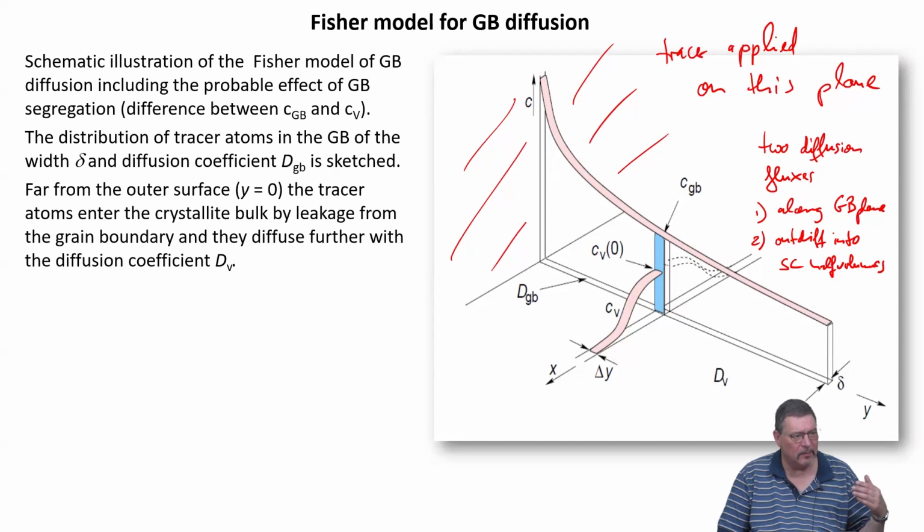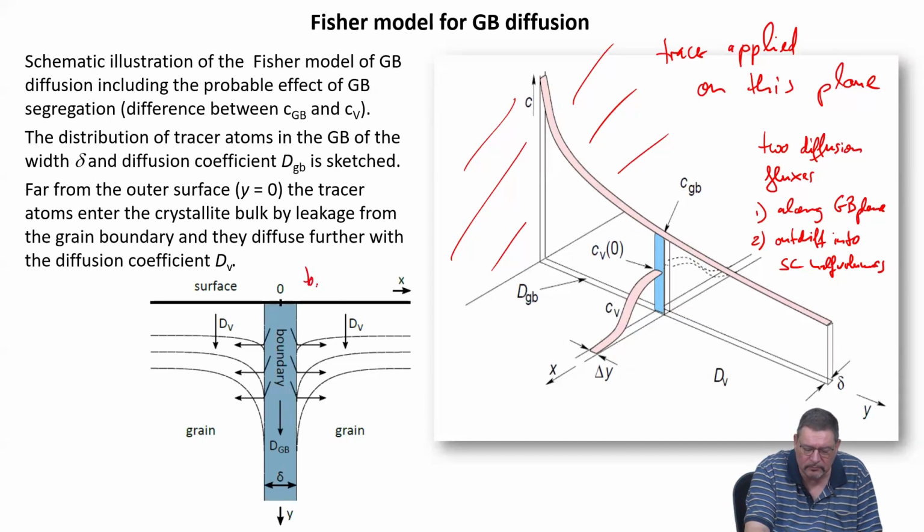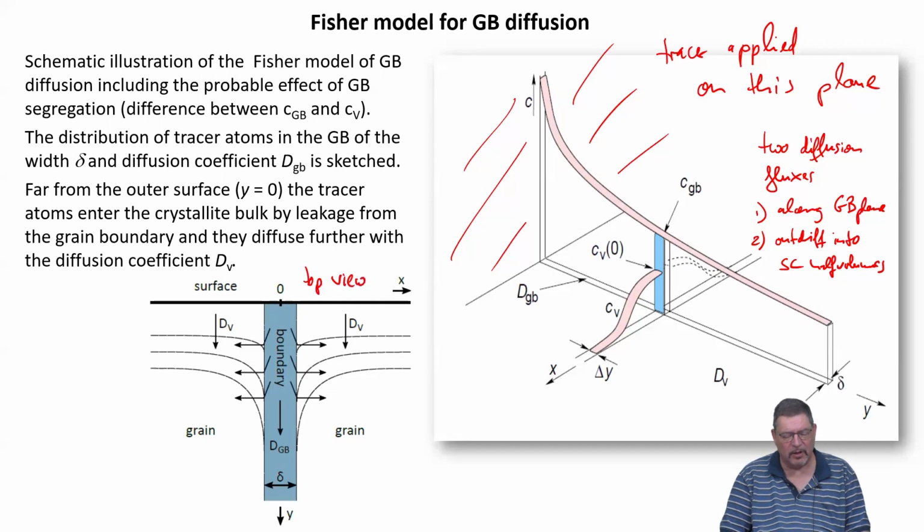Obviously, they take place according to different diffusion coefficients. Along the grain boundary, it's the grain boundary diffusion coefficient. Into the volume, it's the volume diffusion coefficient, which we have determined already. So this is basically how it looks if you use a top view. Right, so you have diffusion fluxes and you have concentration profiles coming from this description.